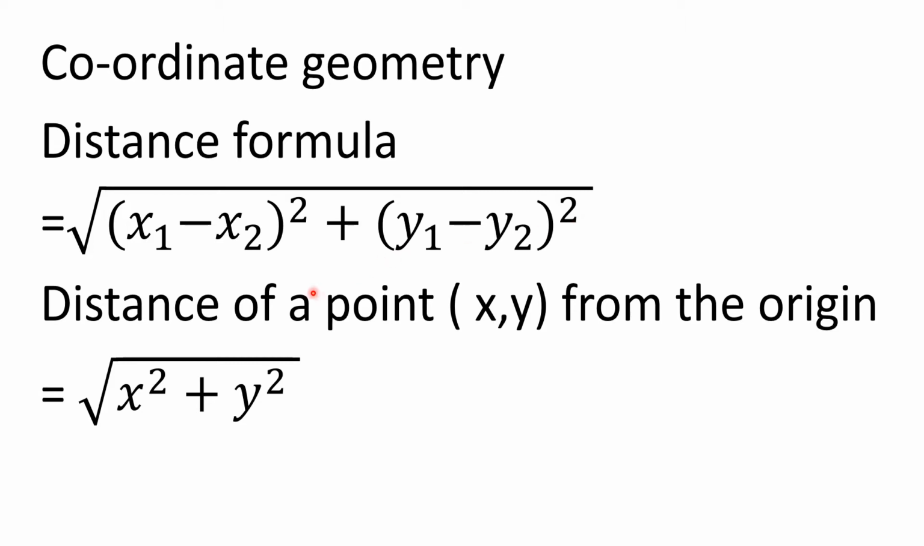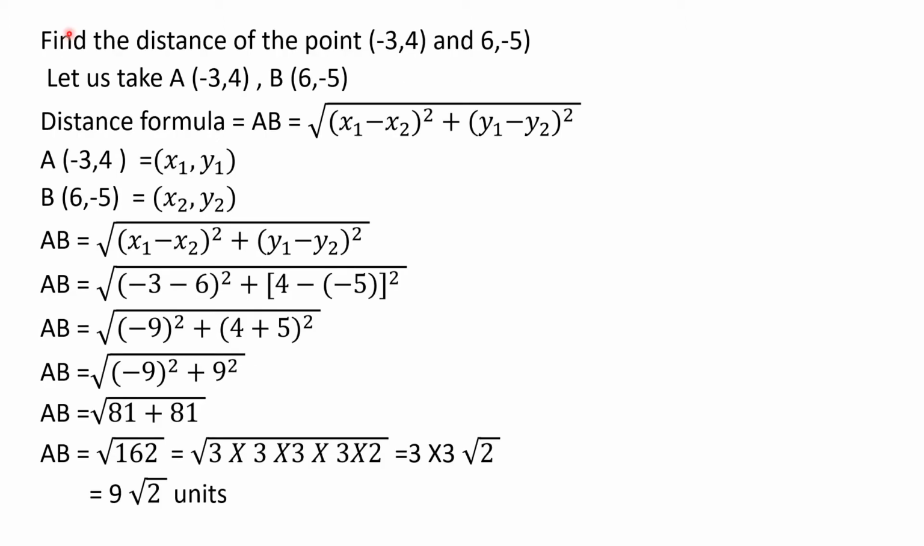The next formula is the distance of the point (x, y) from the origin, which is square root of x square plus y square. Now we are going to learn the problems related to distance formula in the chapter coordinate geometry. Find the distance between the points minus 3 comma 4 and 6 comma minus 5.